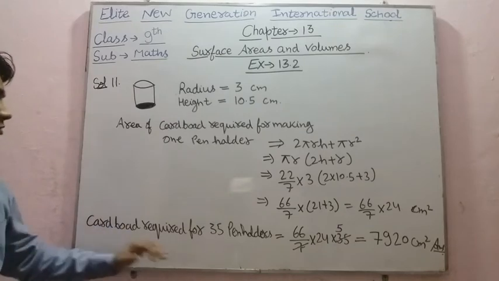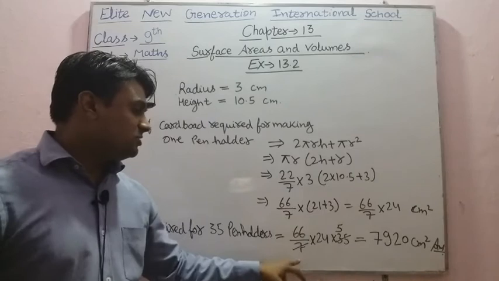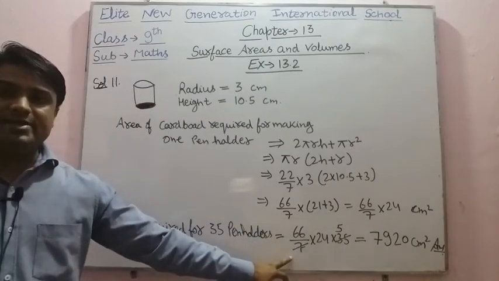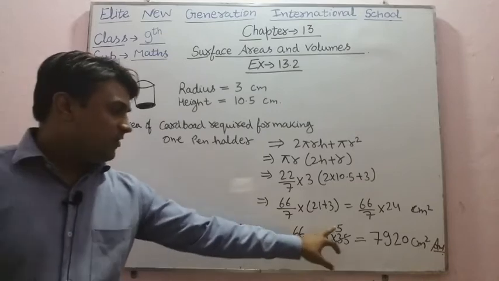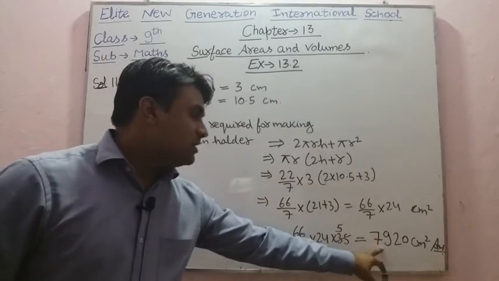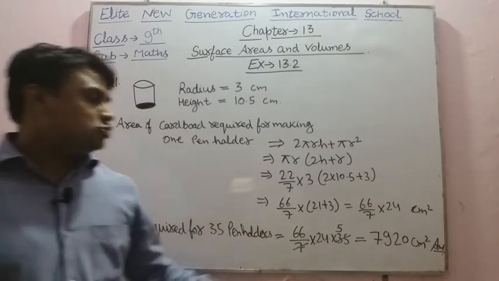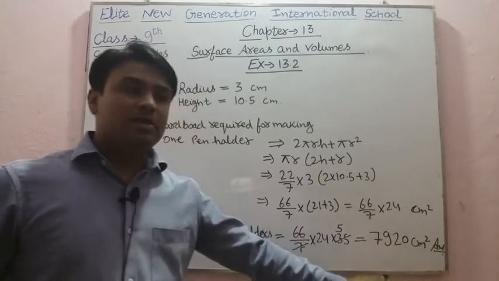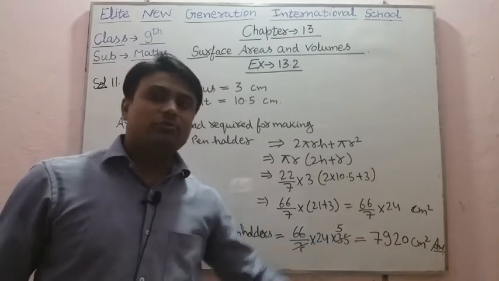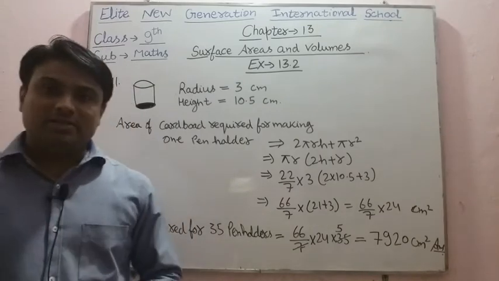So the cardboard required for 35 pen holders will be equal to 66/7 into 24 into 35. This 35 will be cancelled by this 7, 5 times, so 66 into 24 into 5 will be equal to 7920 centimeter square. That means the total cardboard required for making 35 pen holders will be equal to 7920 centimeter square. So in this way you can complete this exercise.